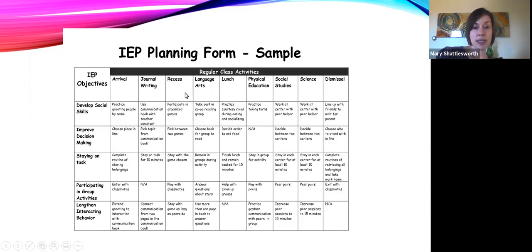So you can see that the day is divided up here into all of the classes that this adolescent is in, and then giving specific guidance for what to do. So at lunchtime, to improve your decision making, we are going to give you some decisions. So you get to decide the order in which you eat your food so that you can have some practice there with decision making.